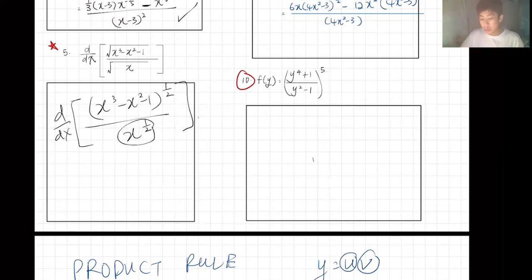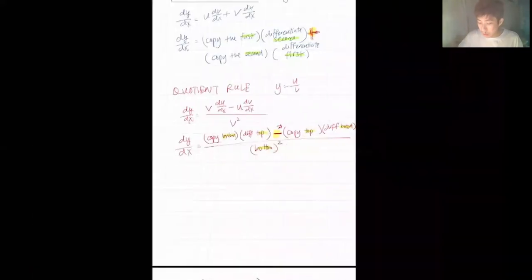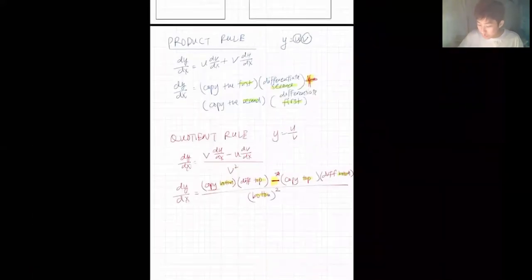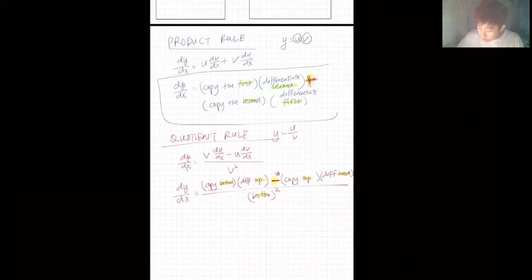I fix the bottom, differentiate the top, minus, fix the top, differentiate the bottom, divided by the bottom squared. As I say, if you're not sure, refer to the formula here. The formula I've written here already. I would focus on this one more. Similarly, I'll focus on this one more.